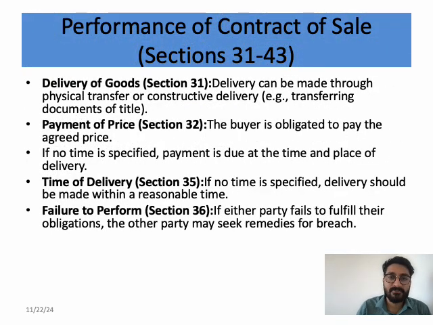Then we have performance of the sales contract. Again, delivery of goods. The first condition: delivery can be made through physical transfer or constructive delivery, transferring the document of title. Then we have payment of price, which is discussed under section 32. The buyer is obligated to pay the agreed price, and if no time is specified, the payment is due at the time and place of delivery. Then section 35 categorically talks about the time of delivery. If it is not specified, the delivery should be made within a reasonable time.